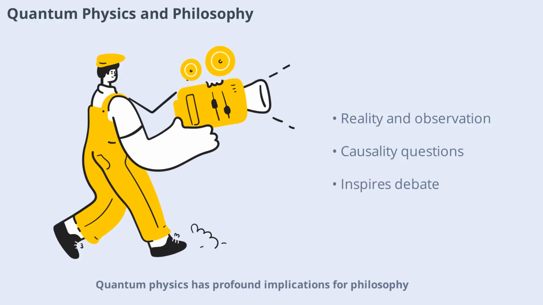Quantum physics has profound implications for philosophy. It challenges our ideas about reality, causality, and the nature of the universe. Questions like does reality exist when we're not looking, and can events happen without a cause, are at the heart of quantum philosophy. These debates continue to inspire scientists and thinkers alike.